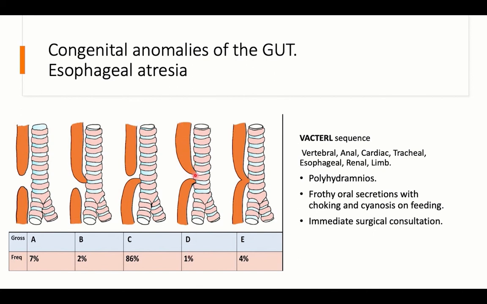This is another entity, just 1% of cases, with both parts of the esophagus connected with fistulae to the trachea. Finally, the H-shaped. This is the H-shaped tracheoesophageal fistula, where the esophagus is in continuity but connected to the trachea, and here a membrane-like structure separates both.